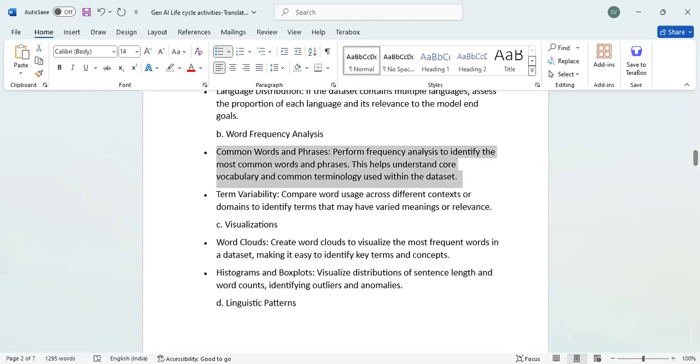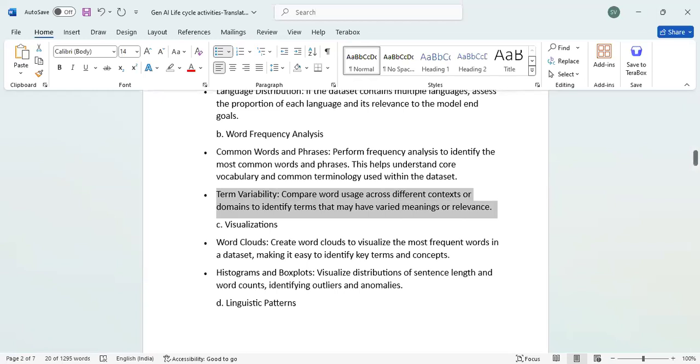So whatever we are supplying, the document is divided into sentences, words, paragraphs, such kind of things. Then we need to measure that. Then variability: compare word usage across different contexts or domains to identify terms that may have varied meanings or relevances. In another language, differently it will have different meaning. And one English sentence, a small sentence, can have one word in Hindi or other languages. Same way, an English word can give a small sentence for another language also.